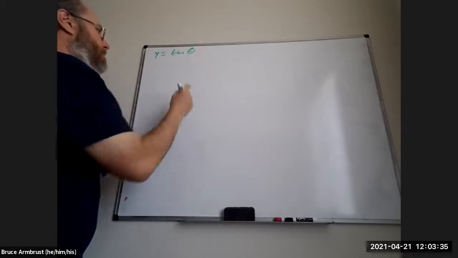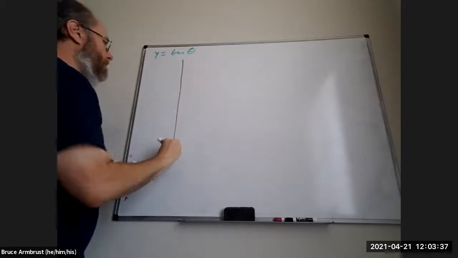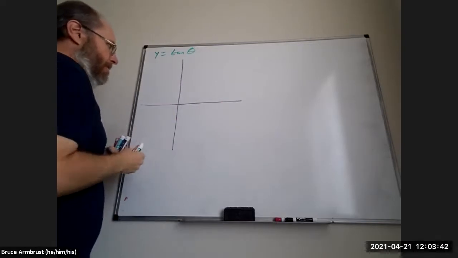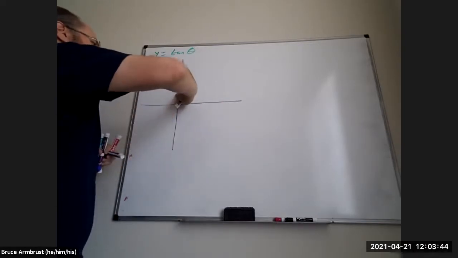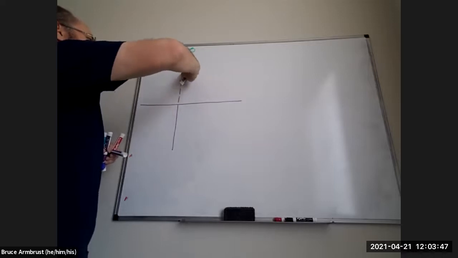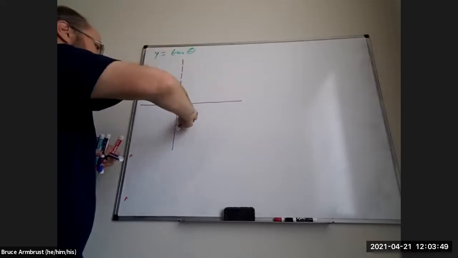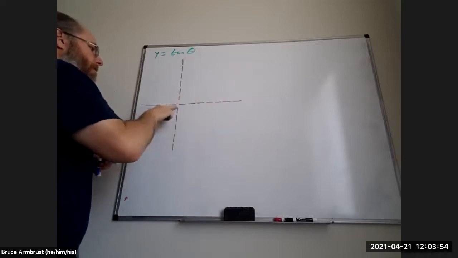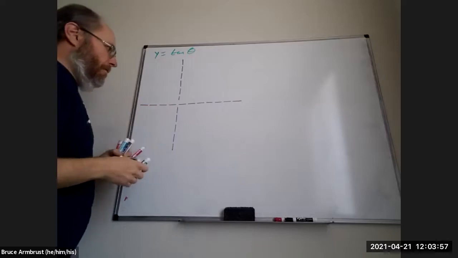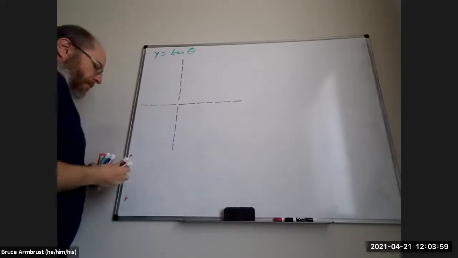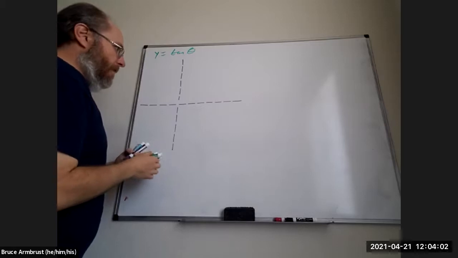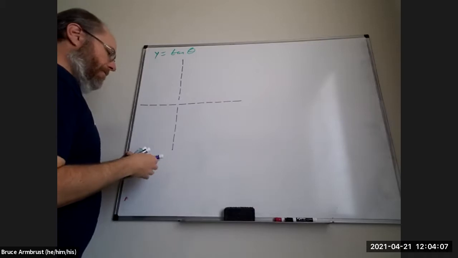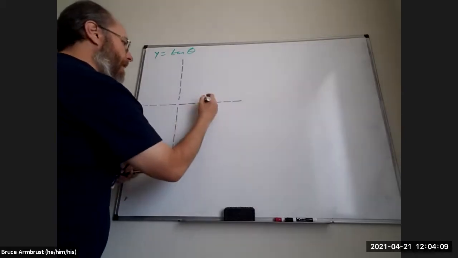All right, well, we'll put on some axes like we always do. And let's plot ourselves some points. Okay, so I'm going to go ahead and do some tick marks here. All right, so just to help us out a little bit, let's make this third one pi over 2.